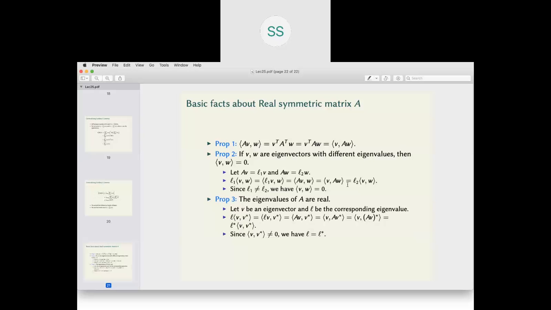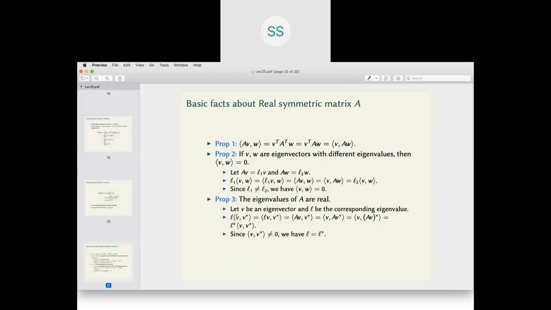So just before this, let V be an eigenvector and L be the corresponding eigenvalue. And by V superscript star, what I mean is the Hermitian, which is you take the transpose and complex conjugate. We did not have to do this till now. So it's kind of the equivalent of transpose in the complex world. So you take the transpose and conjugate.